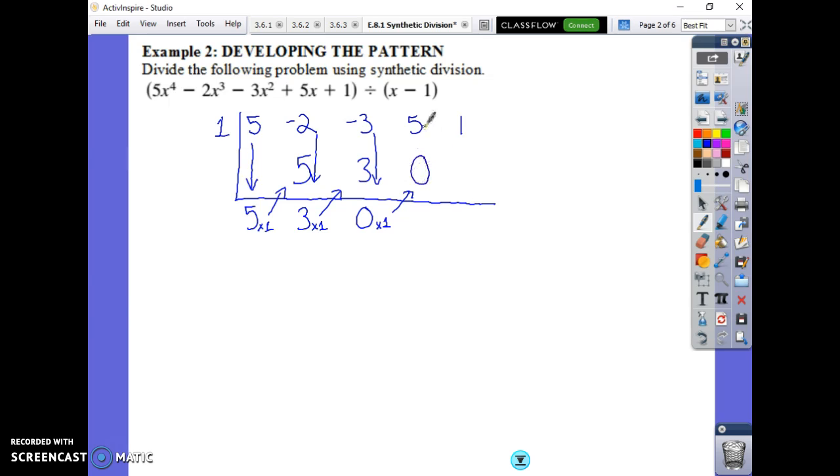That goes over here. You add going down. 5 plus 0 is 5. You multiply that by the number that was out front, so times 1. 5 times 1 is 5. And again, you add going down.